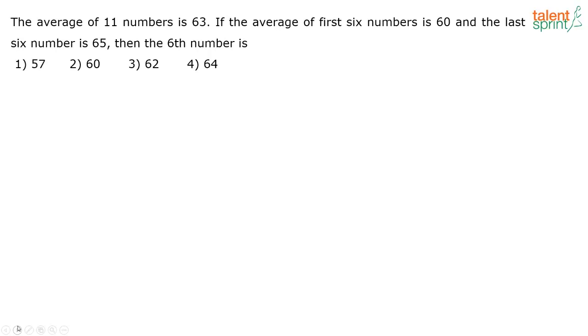The average of 11 numbers is 63. The average of the first 6 numbers is 60 and the last 6 numbers is 65. The sixth number is dash. So whenever such question comes, see how will you approach it? The logic involved behind this, it is this. See, you have 1, 2, 3, 4, 5, 6, 7, 8, 9, 10, 11 numbers are there. We don't know which are the numbers, just 11 numbers are there.